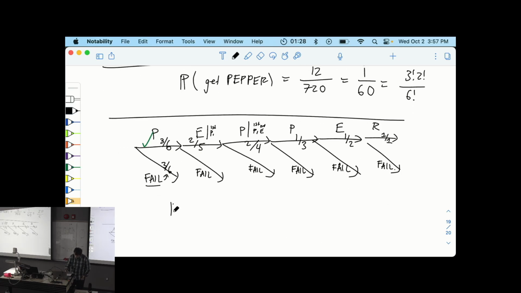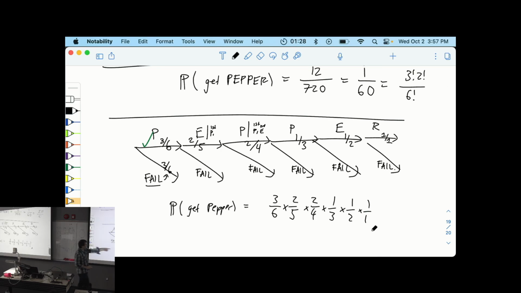So the probability that you get pepper is exactly 3 out of 6 times 2 out of 5 times 2 out of 4 times 1 out of 3 times 1 out of 2 times 1 out of 1. A little bit annoying to write down, but you'll notice that it's actually 6 factorial on the bottom and 3 factorial times 2 factorial on the top. It's the same answer, 12 out of 720.